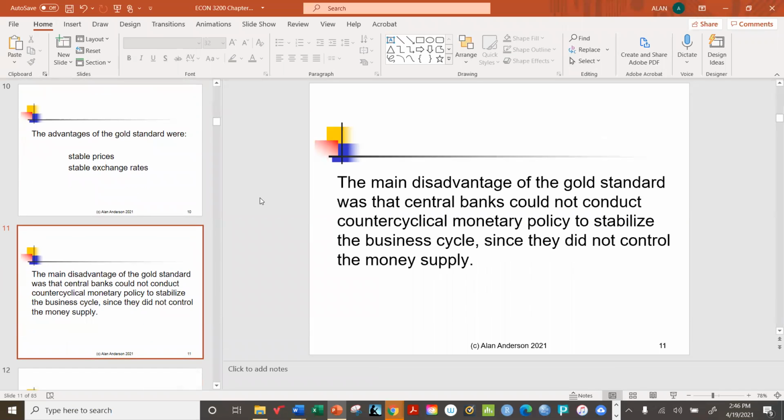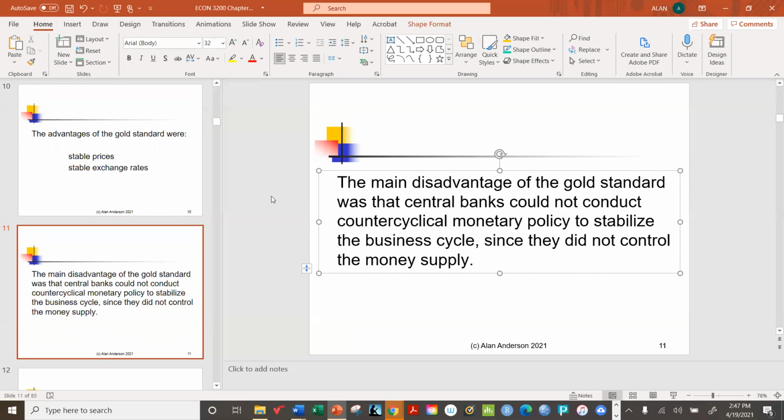But this also means that you can't realistically carry out an independent monetary policy, which involves changing the quantity of money in circulation to affect interest rates and in turn affect the economy. Here we can't really do that because we don't have any control over our own money supply, because it's uniquely determined by the amount of gold that we have. That's a problem.